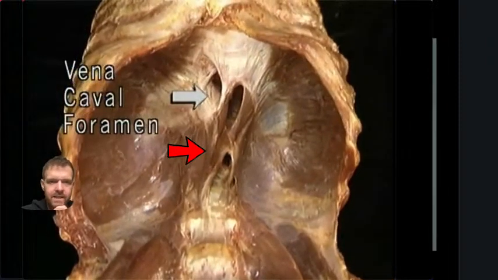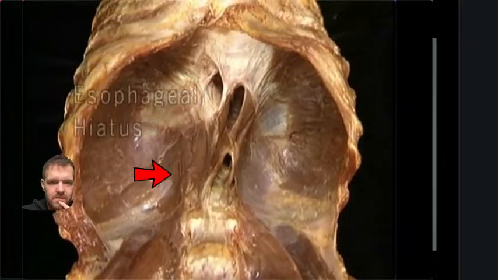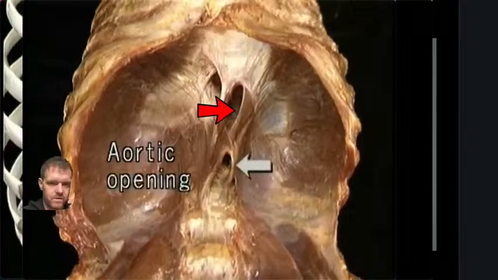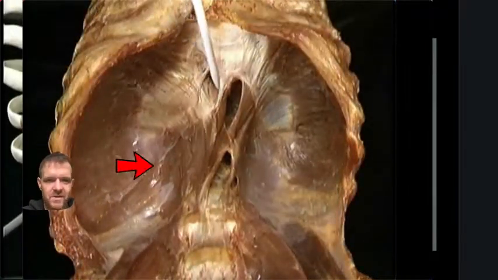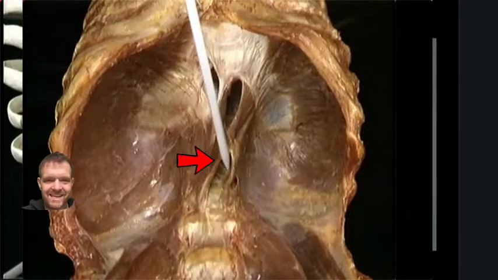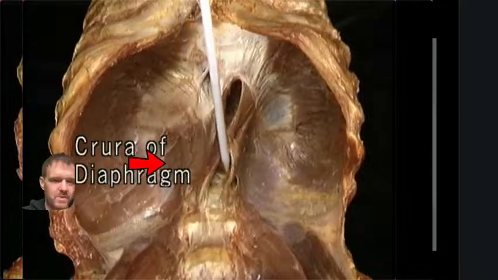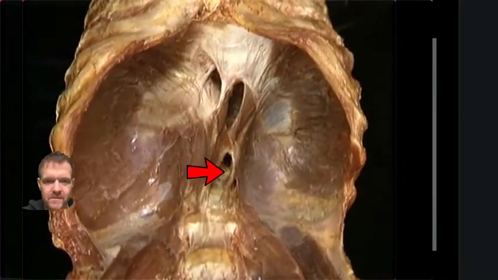Here we go. So the vena cava is coming up through there. There's your esophageal hiatus, so that's the tube coming down into your stomach. You've got another video in the background now. And then the crura of the diaphragm, and I think the last one that you just saw there was the aortic opening as well.